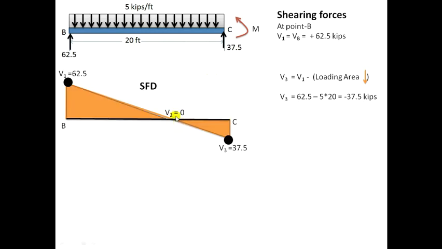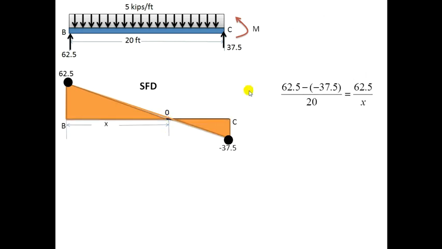And here V2 will be 0 at some point. I can find this point by the slope method. The slope of this line is 62.5 minus 37.5 divided by 20, the whole span, which is equal to 62.5 divided by x. This is how we find x as 12.5 from point B where the shear force is equal to 0. And this is the remaining distance of 7.5.